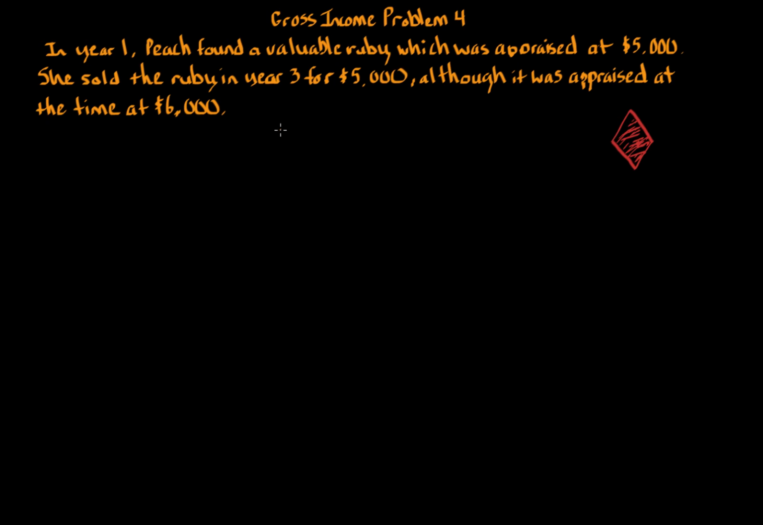Now, that was in the year it was discovered, year 1. She sold the ruby in year 3 for $5,000, although in that year it was appraised for $6,000, so it actually was worth more, but again, she sold it for $5,000. So we're focusing on gross income.